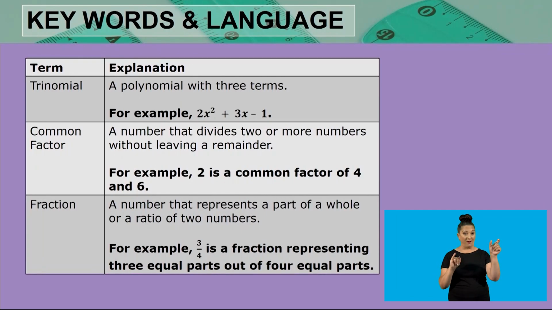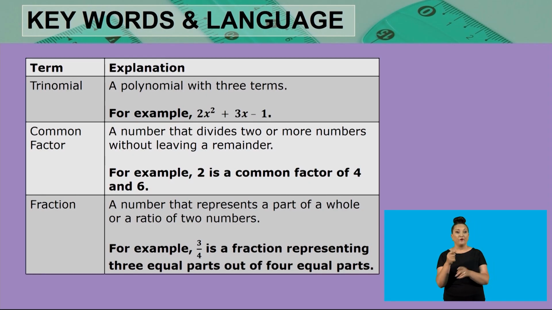Let's quickly look at the keywords that we are going to be using during this lesson. We have a trinomial, which is a polynomial with 3 terms. An example of this is 2x squared plus 3x minus 1. Then we have a common factor, which is a number that divides 2 or more numbers without leaving a remainder. For example, 2 is a common factor of 4 and 6.